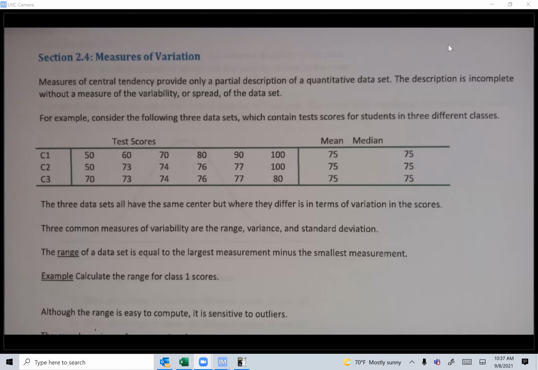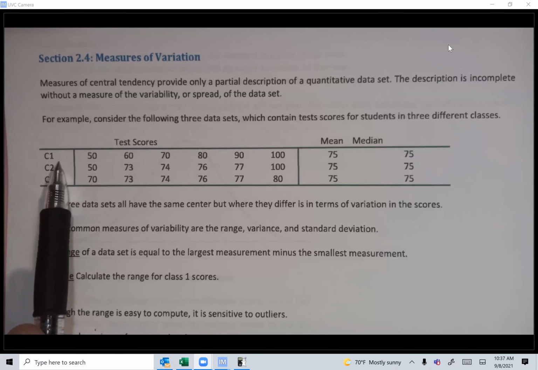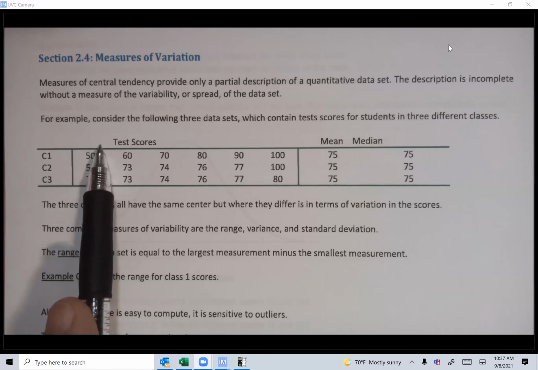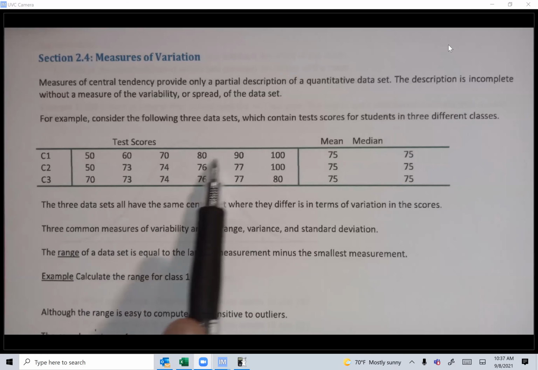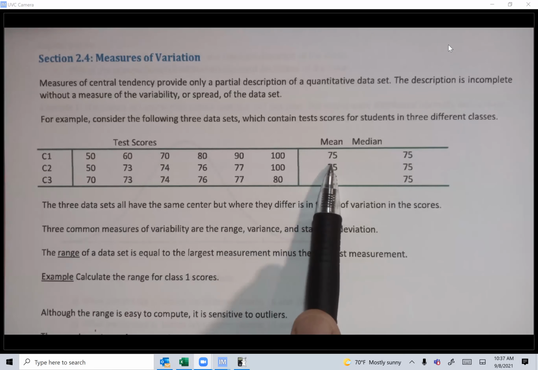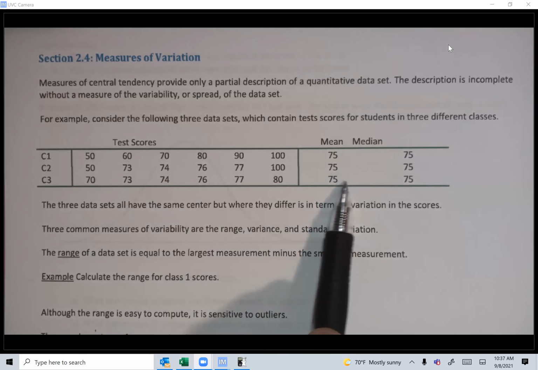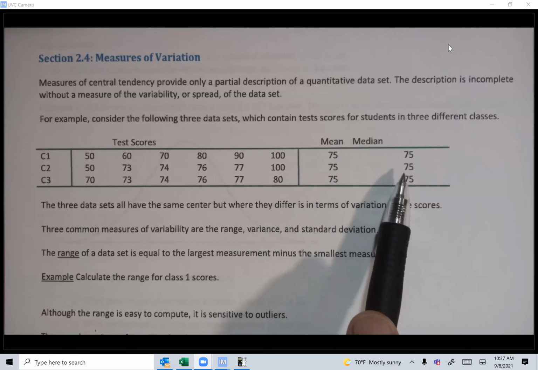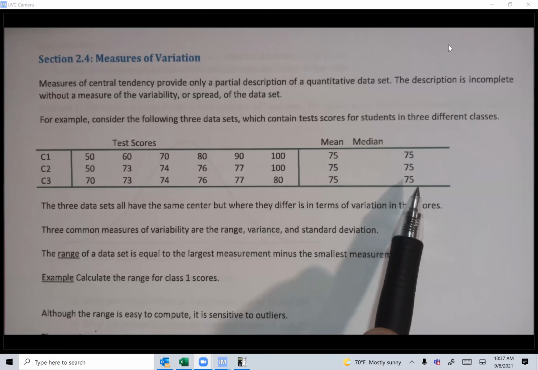You see, we have 3 classes here. Just look at the 3 classes: C1, C2, and C3. They're different data values. You can see the data values are different. But if you find the mean for each data set, it's 75, 75, 75. You find the median, it's also 75, 75, 75.